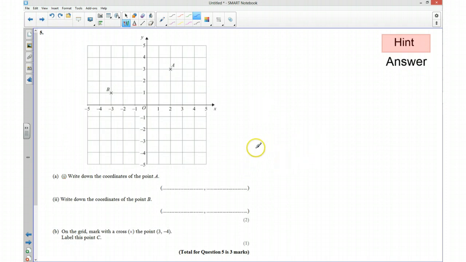Okay, question 5. We want to write down the coordinates of point A, of point B, and then we need to mark the coordinates 3, -4. Okay, my hint for you here is that you need to just remember that you go along the corridor and up the stairs. If you'd now like to pause the video and see if you can have a go at filling these in.